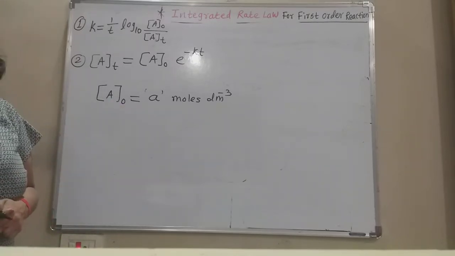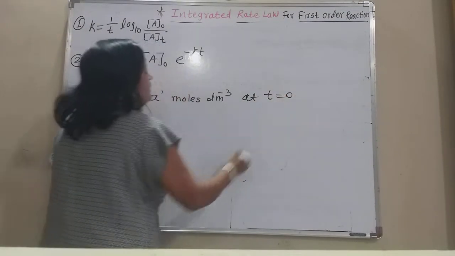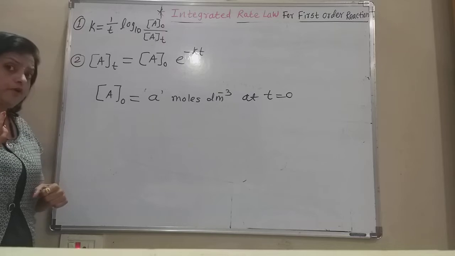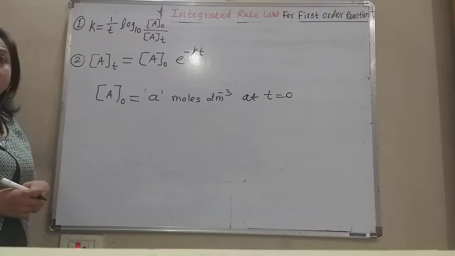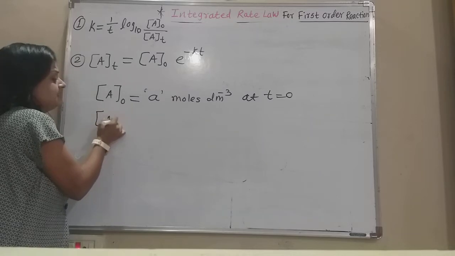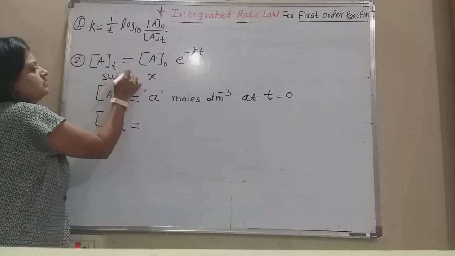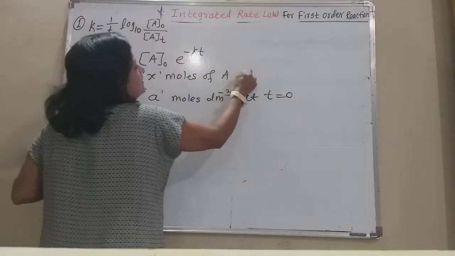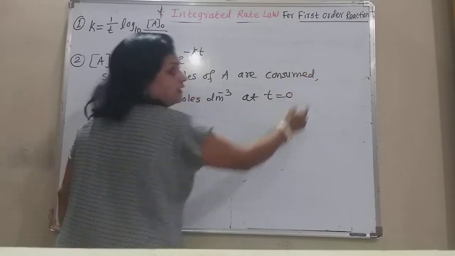And this is at time t equal to 0. Now after time t, suppose x moles of A are used up or consumed. Then how many moles of A are there in the reaction mixture? That is the concentration of A that remains, that is At. Suppose x moles of A are consumed.